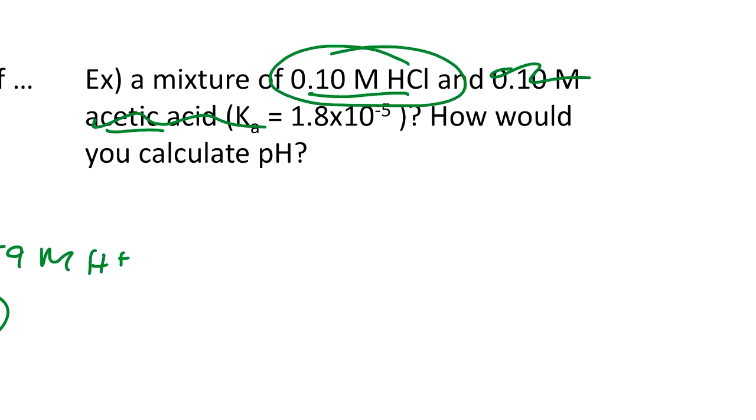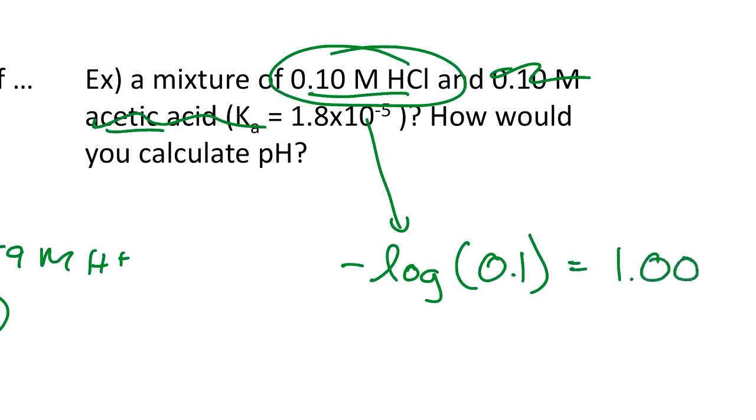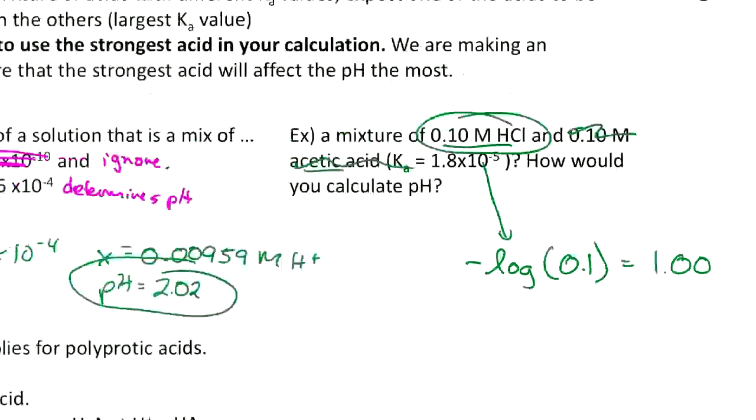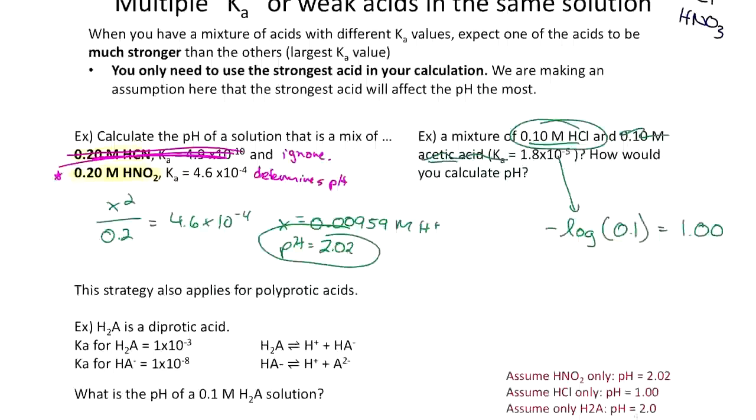So what we see here is that HCl is what's donating the protons. How do you calculate the pH of this solution? Do we need to do an ice table? Nope, we just put that right into the pH equation. So negative log 0.1, I think the pH is 1. Perfect. So strongest thing wins here.